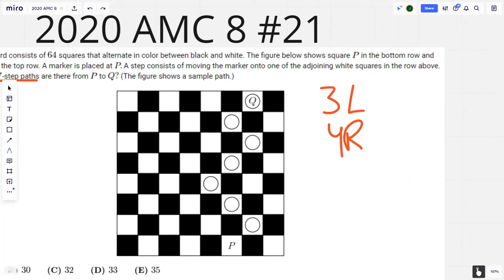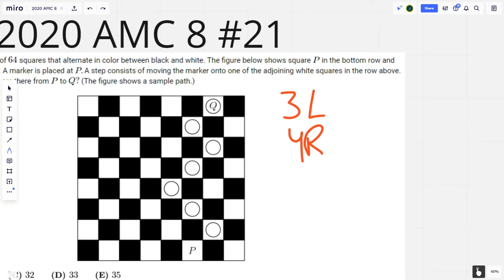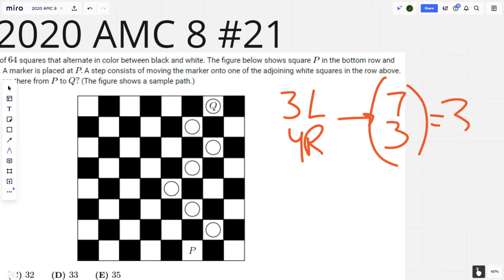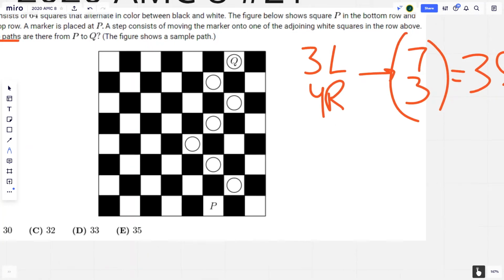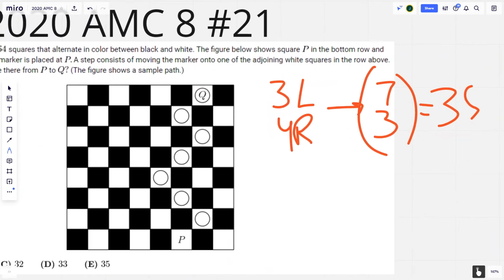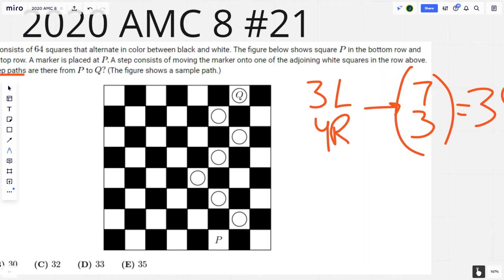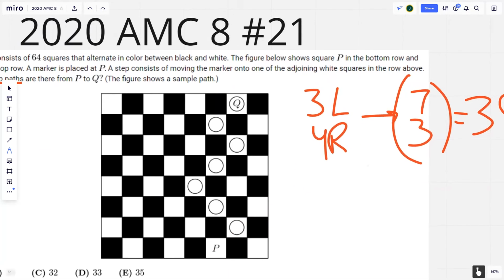Now, to figure out how many paths satisfy this, we could try to use combinatorics and just do 7 choose 3, which would give us 35. And that is an answer choice. However, the issue with this is that some paths that follow these rules do not work. For example, if we took 4 rights in a row, we would go off the grid, so we definitely cannot count that in our answer.